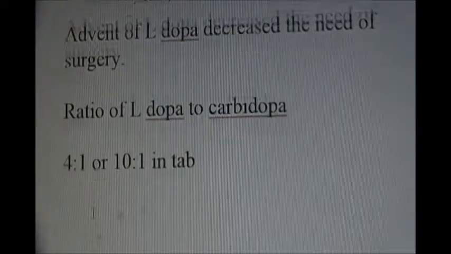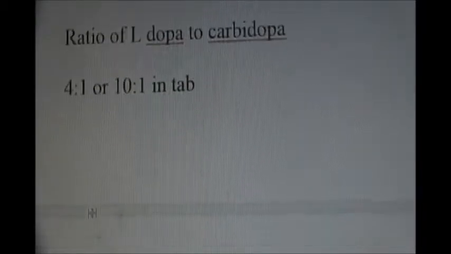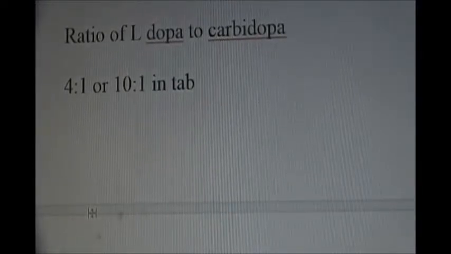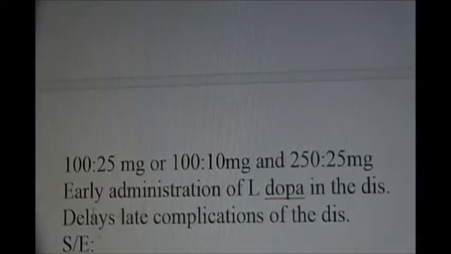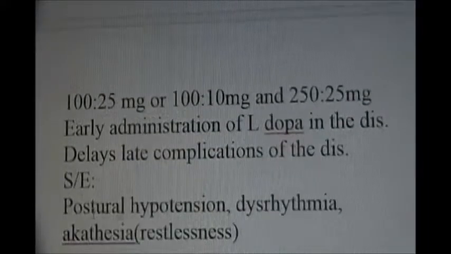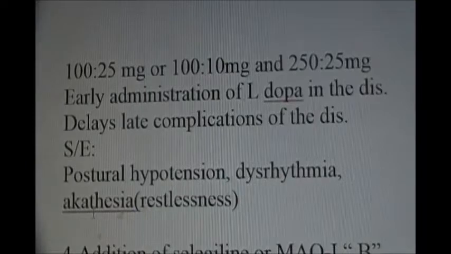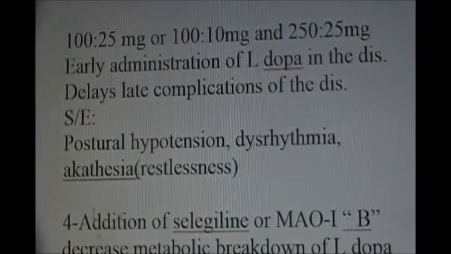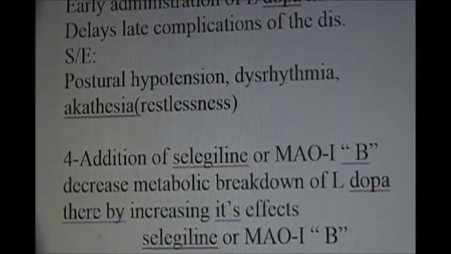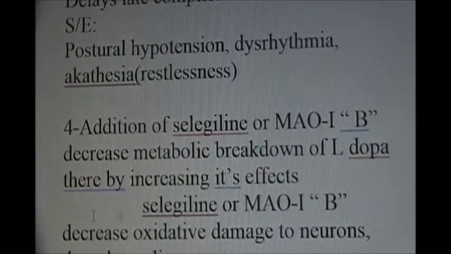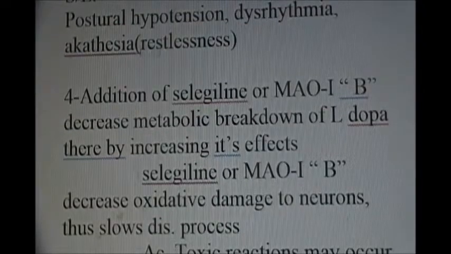What is the ratio of L-Dopa to carbidopa in the tablets? The ratio is either 4:1 or 10:1, dopa to carbidopa, and it comes in a tablet as 100 milligram of L-Dopa and 25 mg carbidopa, or 100 mg to 10 mg, or 250 mg to 25 mg of L-Dopa to carbidopa. So the early administration of L-Dopa in the disease delays the late complication of the disease. This is the advantage of early administration of L-Dopa. The side effects of L-Dopa are postural hypotension, dysrhythmias, and akathisia or restlessness.